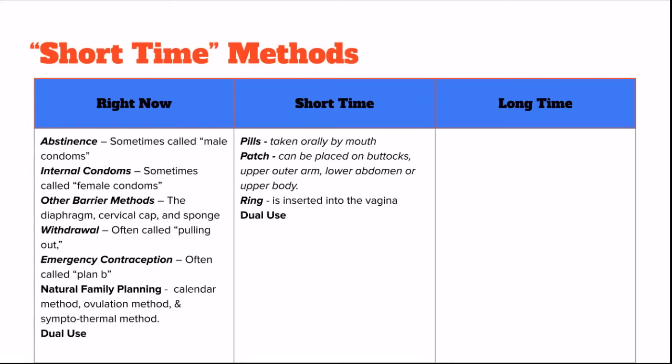This ring method is used by inserting it into the vagina. It does not require any daily maintenance, and the user just needs to be sure to change it after 21 days. It provides an effectiveness rate at preventing pregnancy of 92% to 99.7%.